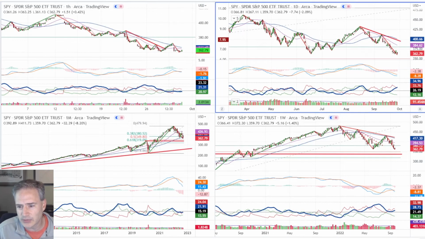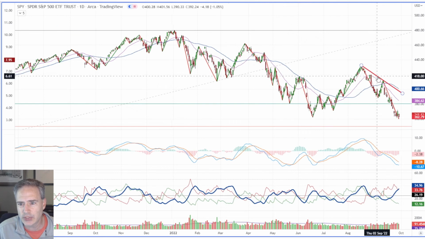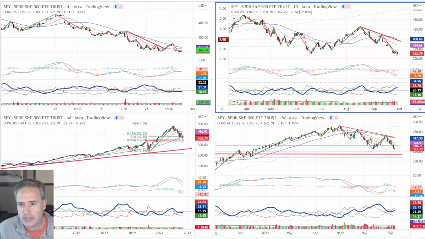Now, if we go to the daily chart, look at what's going on here. We just made a lower high and a lower low. We have a trend line on here. So let's just look at all 4 time frames. I'm going to clear this off for a second.